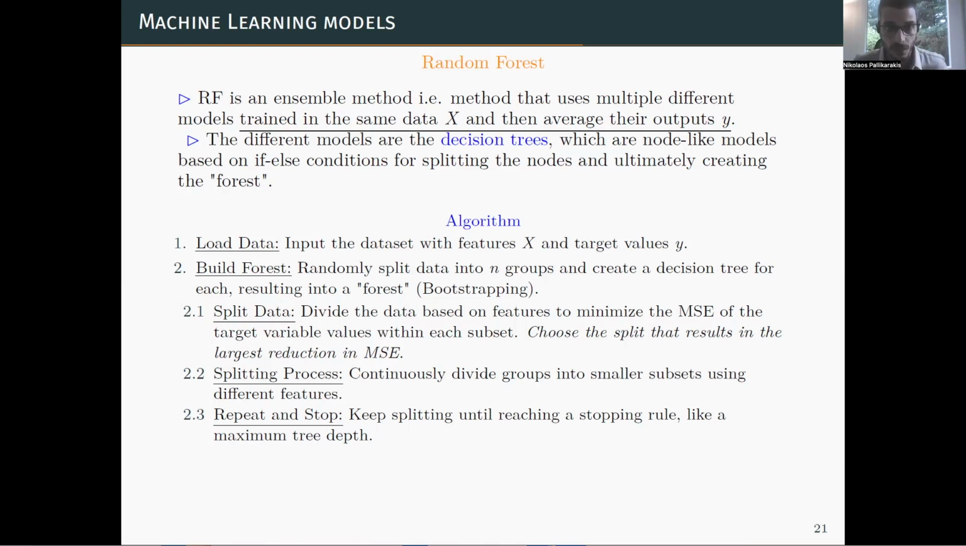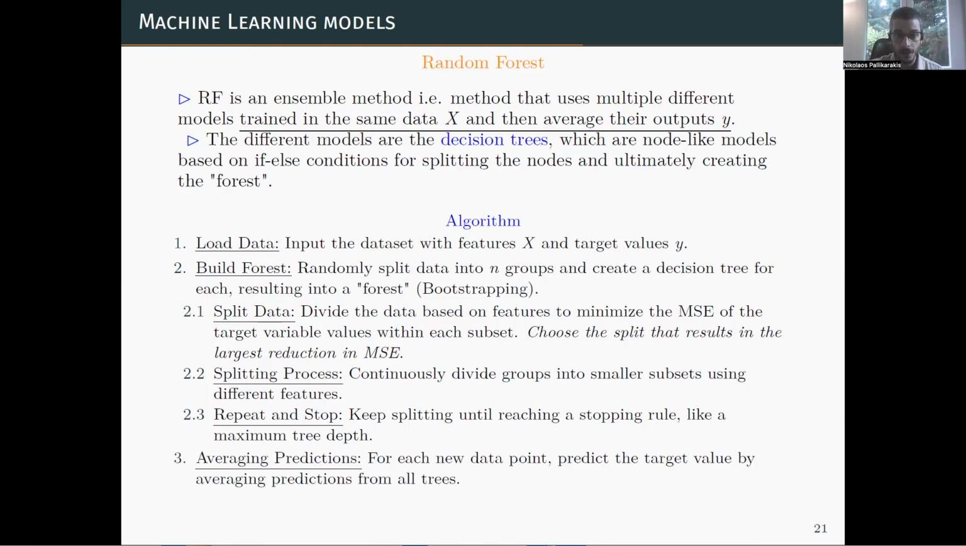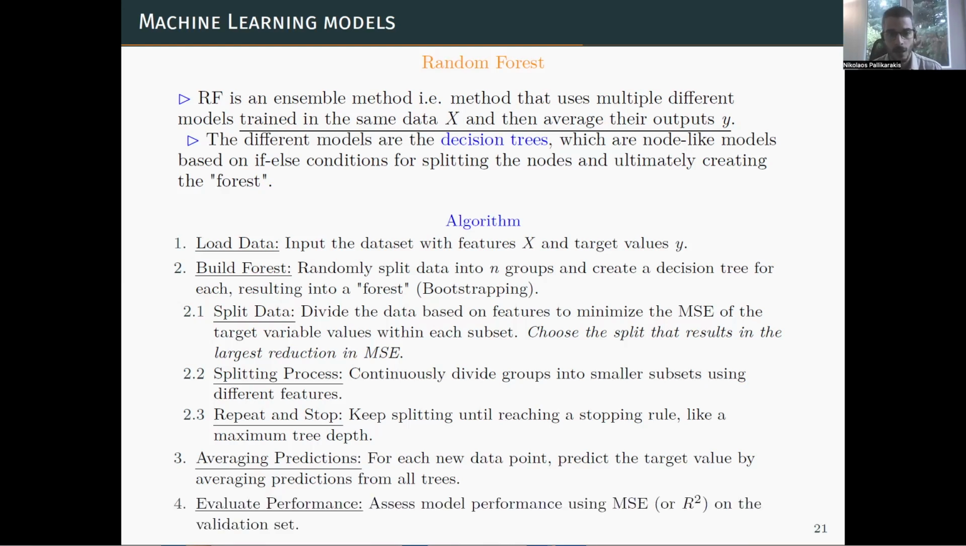And the way to do it is trying to minimize, to get the largest reduction in mean square error. And this is done iteratively until a stopping criterion, which can be the depth of the tree or other criteria, which are parameters in the model. Then, for each new data point, the prediction is the average prediction from all trees. So whenever a new input, a new entry comes, we have one prediction for each tree, and the final output is going to be the average of all these trees. And as before, we assess performance by using mean square error or coefficient of determination.